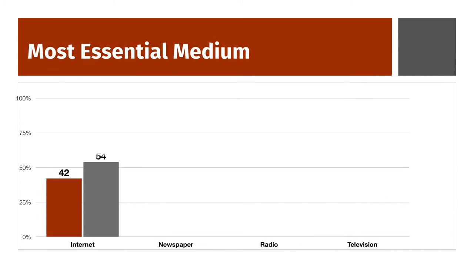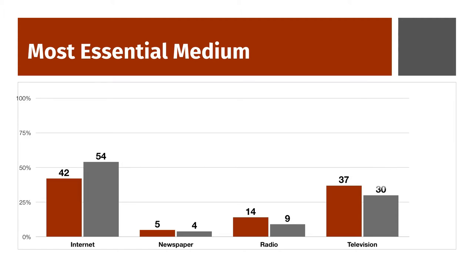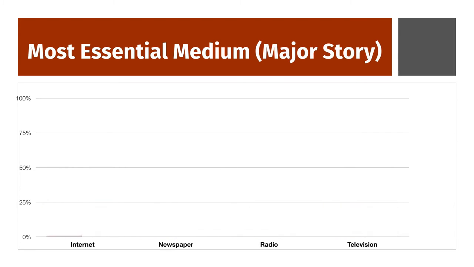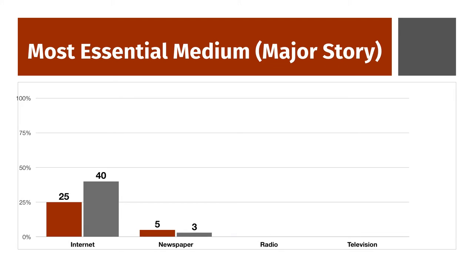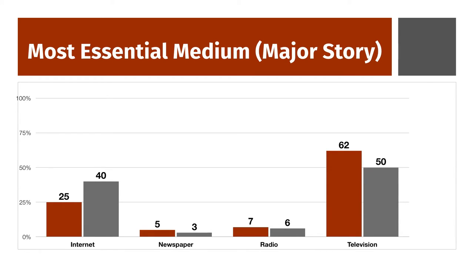Now, when you break that down, you could see that there's a pretty big shift. Okay? So this is the change over the last 10 years. Additionally, this is if it's a major story. So this is interesting. Newspapers are screwed. Nobody goes to newspapers for news anymore. They go there for coupons. They go there for in-depth coverage if they're smart.